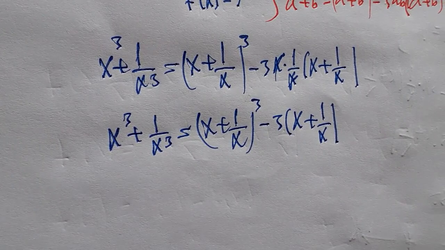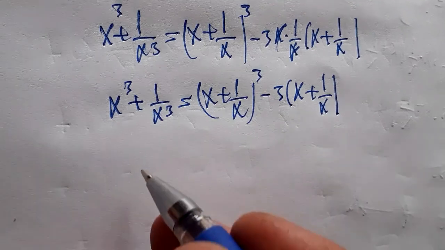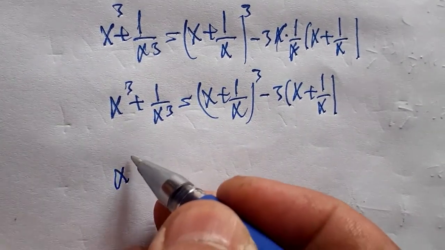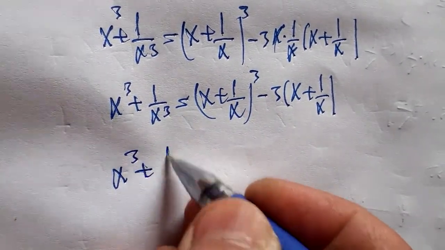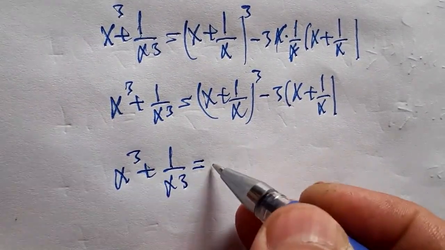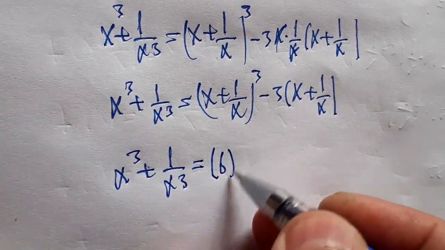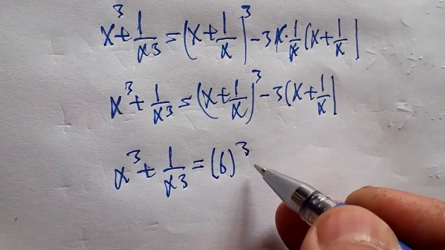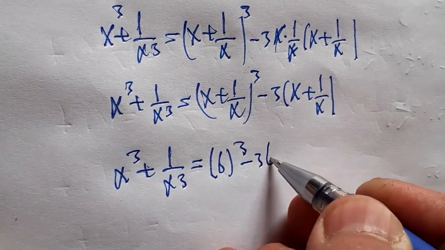In the second step, we express the variable in terms of the new variable, x cubed plus 1 over x cubed equals t cubed, replace, minus 3t.